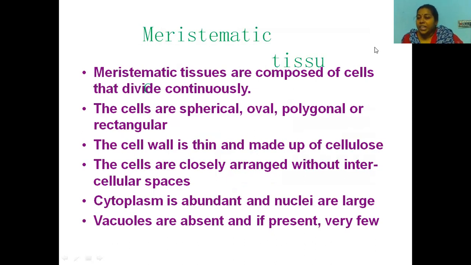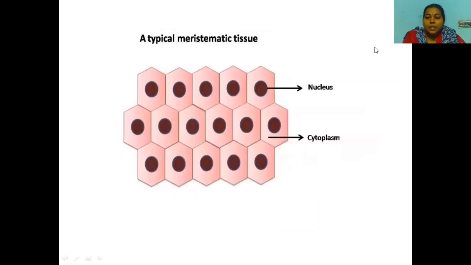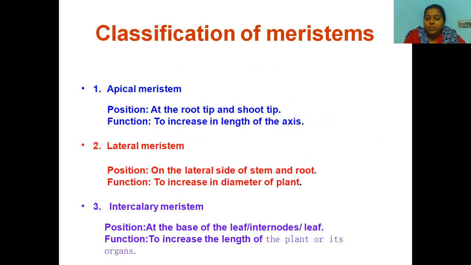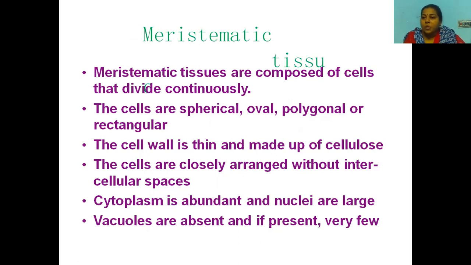The cells are spherical, oval, polygonal, or rectangular in shape. The cell wall is thin and made up of cellulose. You know, children, this is the cell, right? And this cell is surrounded by the cell wall in the case of a plant cell. This wall is constructed by means of cellulose. Cellulose is one of the polysaccharides which helps in the formation of the cell wall in the case of plant cells, that too in the meristematic tissue.